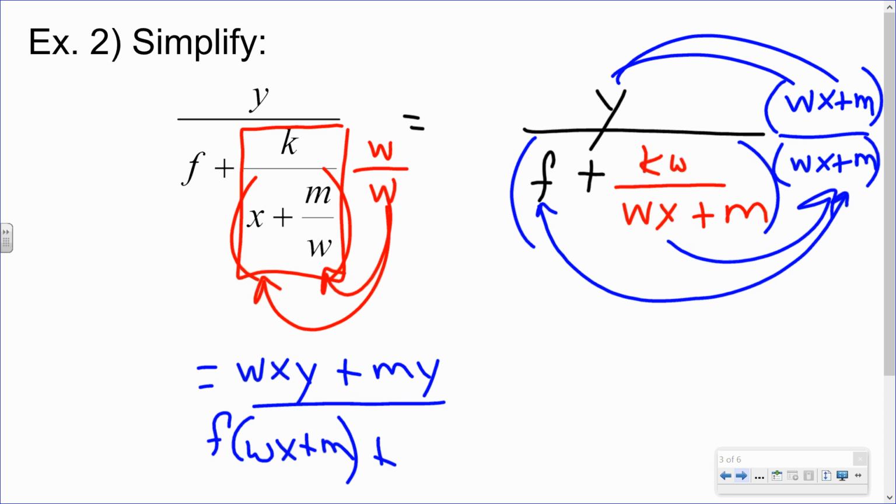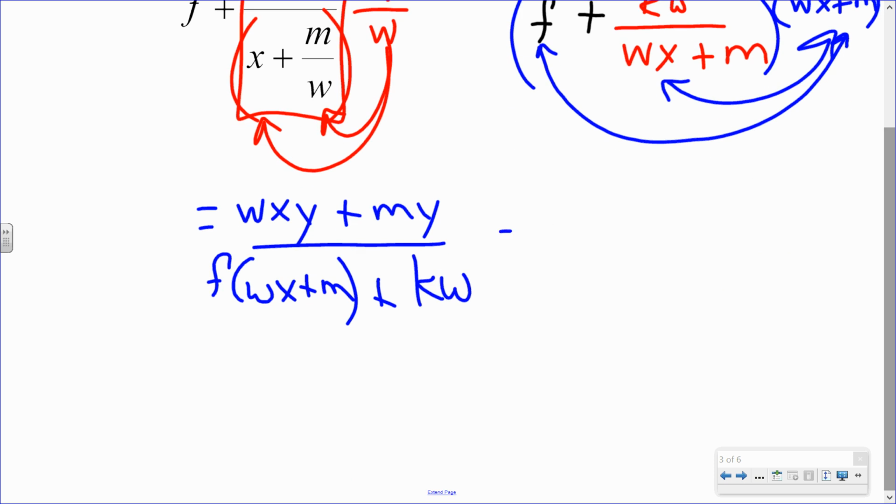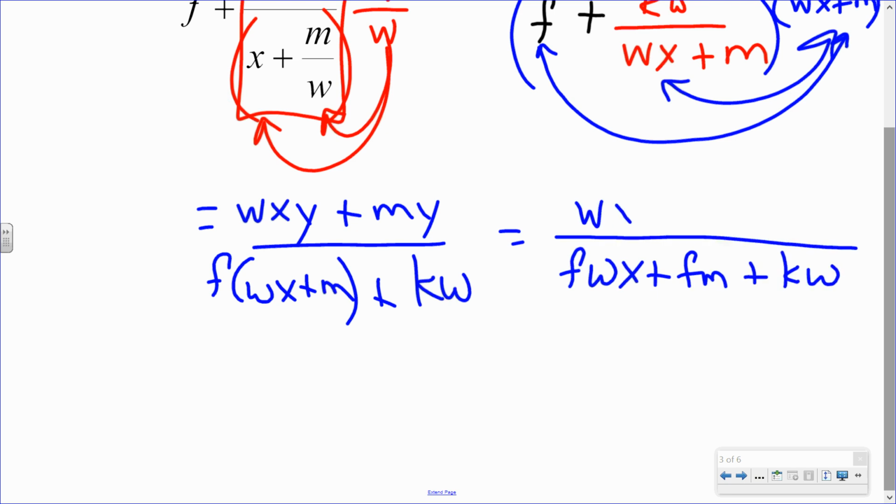Then we need to take the wx plus m times the red part, and the entire denominator cancels out, and we have kw. We're not quite finished, but want to make sure we're tracking to this point. Okay, we still need to distribute f times that wx plus m in the denominator, so we have fwx plus fm plus kw, and we have wxy plus my in the numerator, and double check that that looks right.